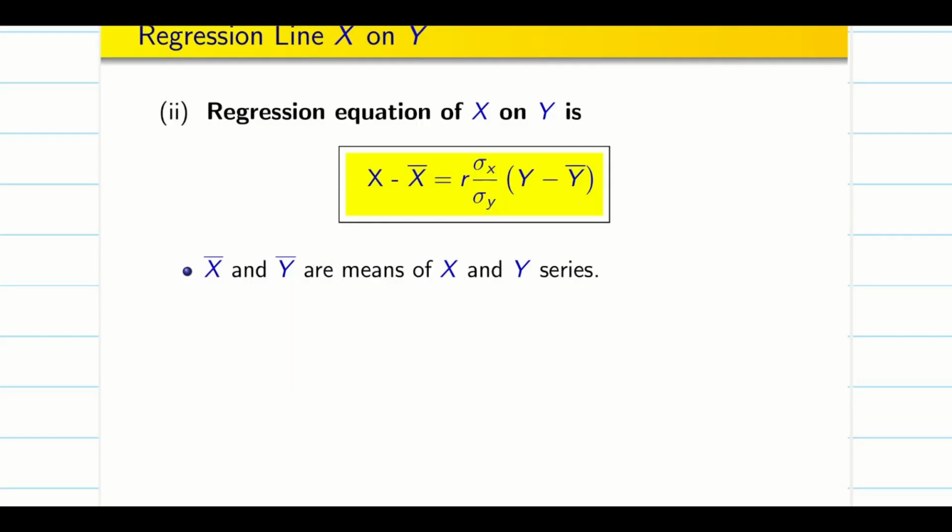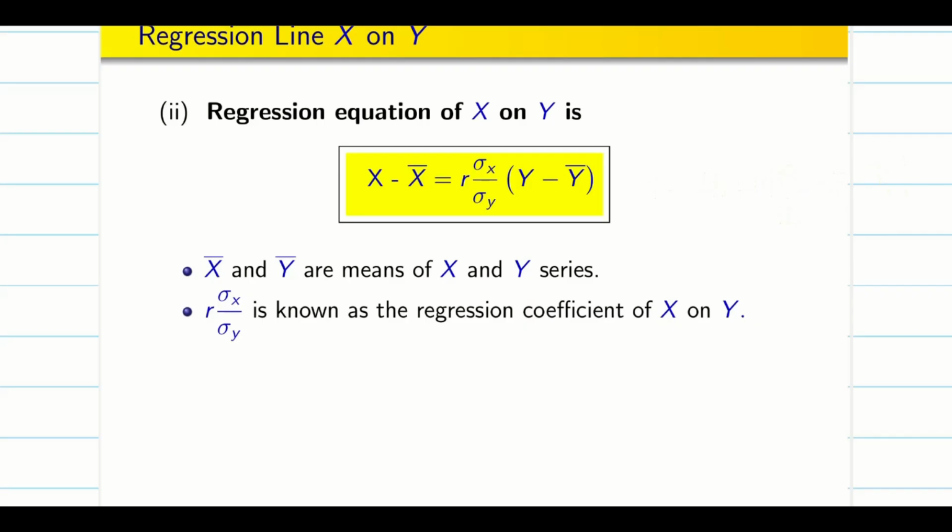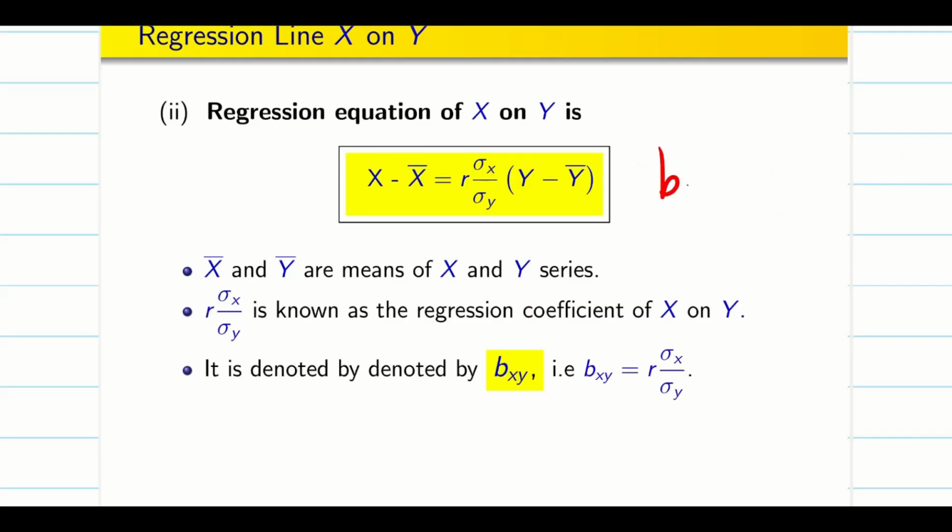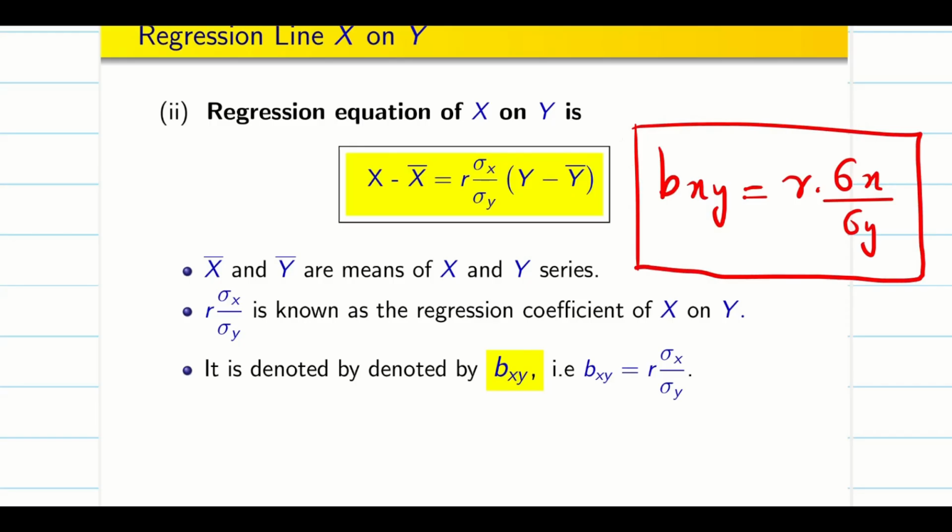Now you can easily guess the regression equation x on y: x minus x bar equals bxy into y minus y bar. Since it is x on y, I will be getting sigma x by sigma y into r. As usual, x bar and y bar are the means, and bxy is nothing but r into sigma x by sigma y. So now we know the formula for the regression coefficients, both for y on x and x on y.